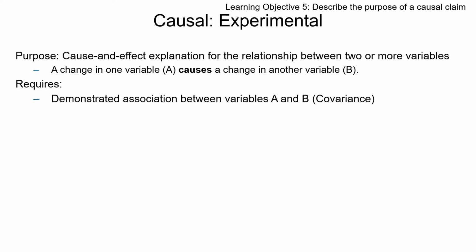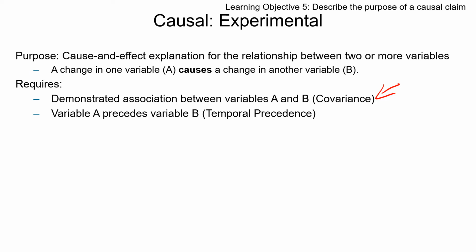So first, you have to demonstrate an association between variables A and B. You do have to have covariance. You do have to have a relationship between them. So when you've got a correlation, you've got this condition met. The condition of association between the variables is met, but the other conditions aren't met in a correlational study.